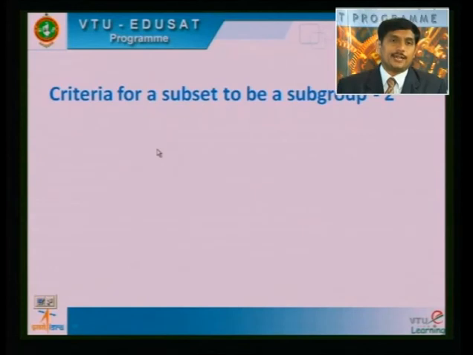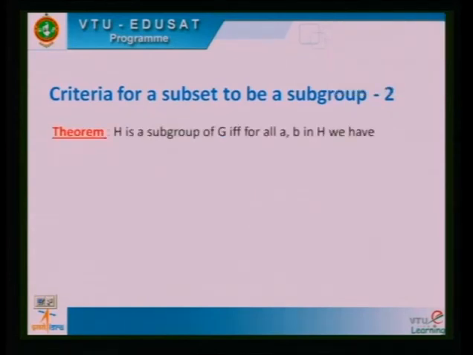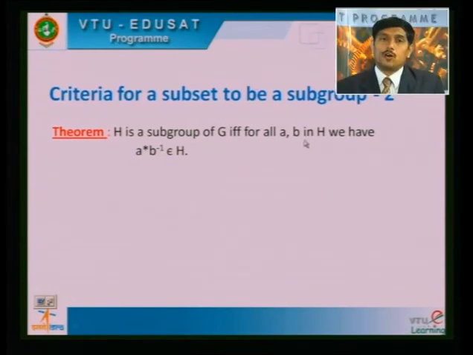There is another criterion for a subset to be a subgroup. Instead of two conditions, we show only one condition. H is a subgroup of G if and only if for all a, b in H, we have a star b inverse belongs to H.